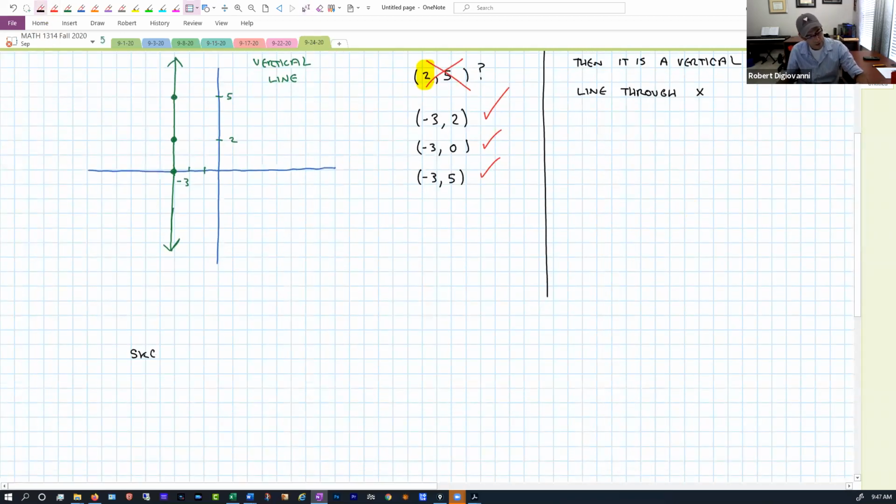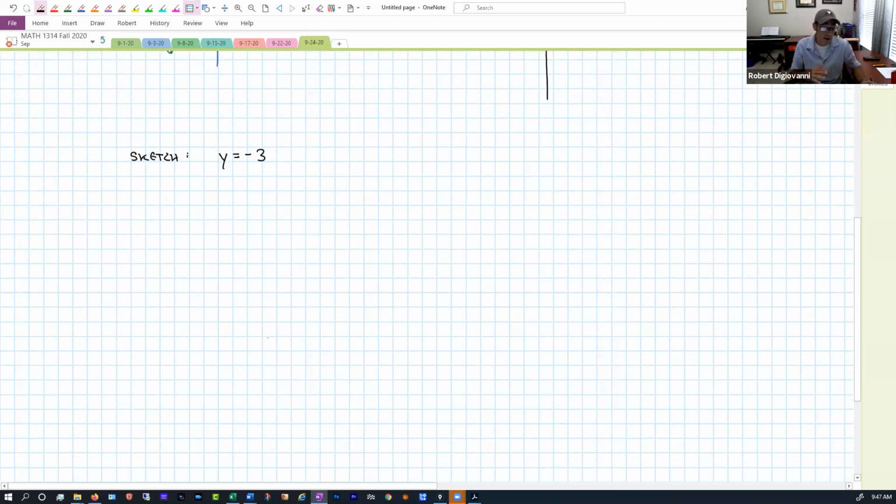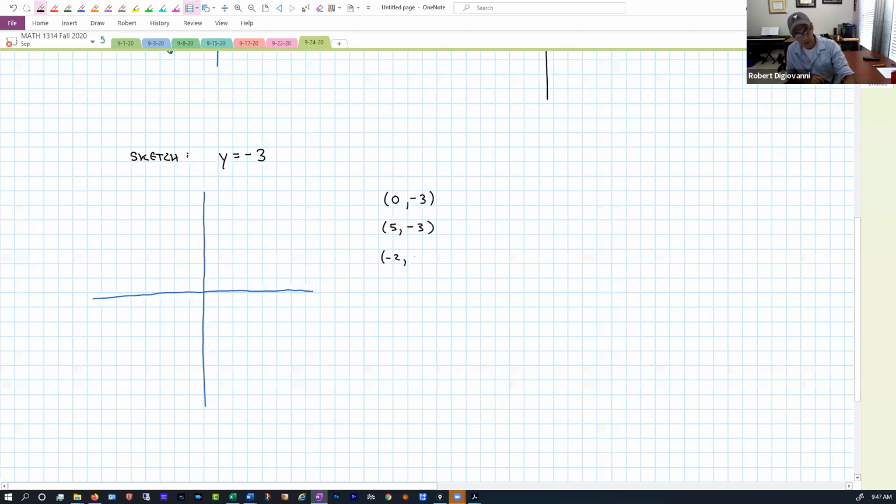So what if I ask you to sketch y equals -3 instead of x equals -3? Now we don't have an x, we have a y. If we think about what points would satisfy that equation, we could do the same sort of thing we just did by trying some points out. We just need to make sure that the y value is -3 this time. So I can do anything I want for x, and then the y has to be -3.